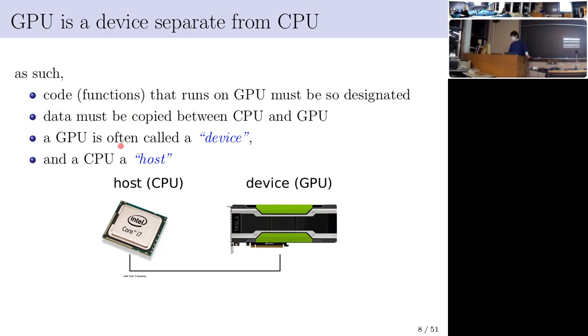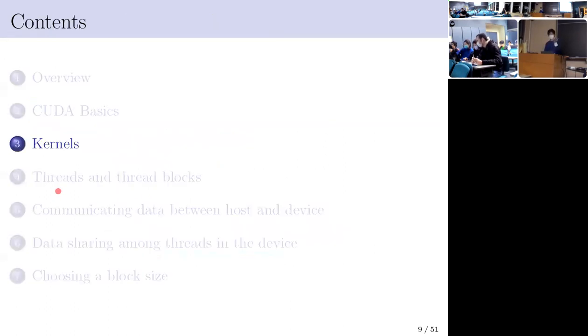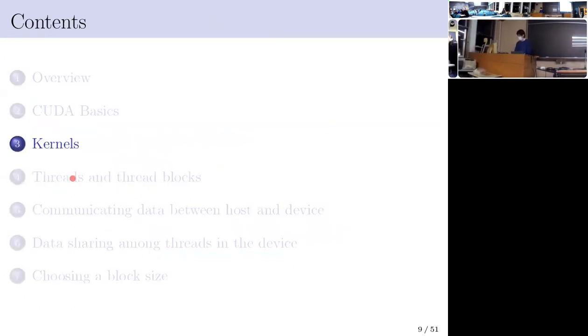And a GPU is in this context often called a device. So when you hear device in the context of GPU programming, it actually means GPU. And a CPU is often called a host. So instead of saying CPU and GPU, we often say host and device. So that's some of the terminologies you want to remember.